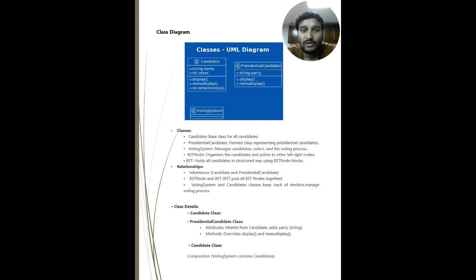Next, voting system and candidate classes. Voting system uses the candidate classes to keep track of people running in the election. It manages the voting process, adds voters to the line, lets them cast their votes, and shows the final results.